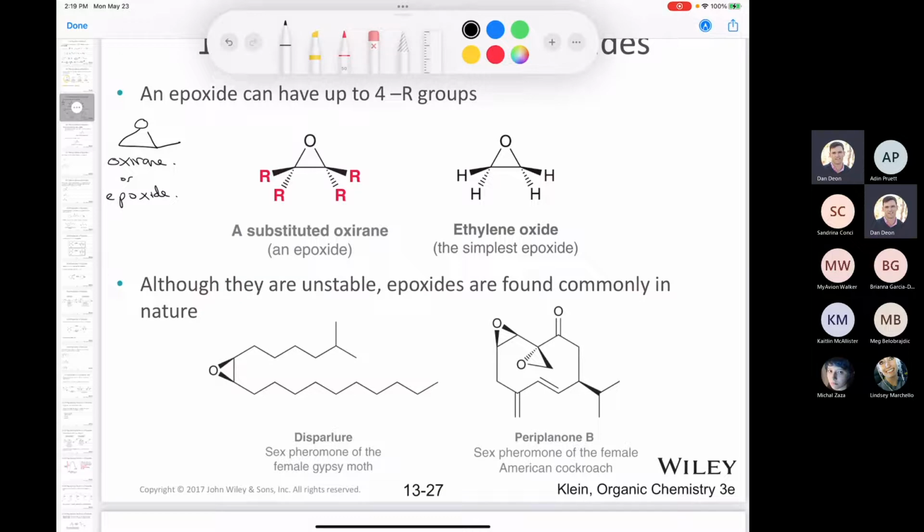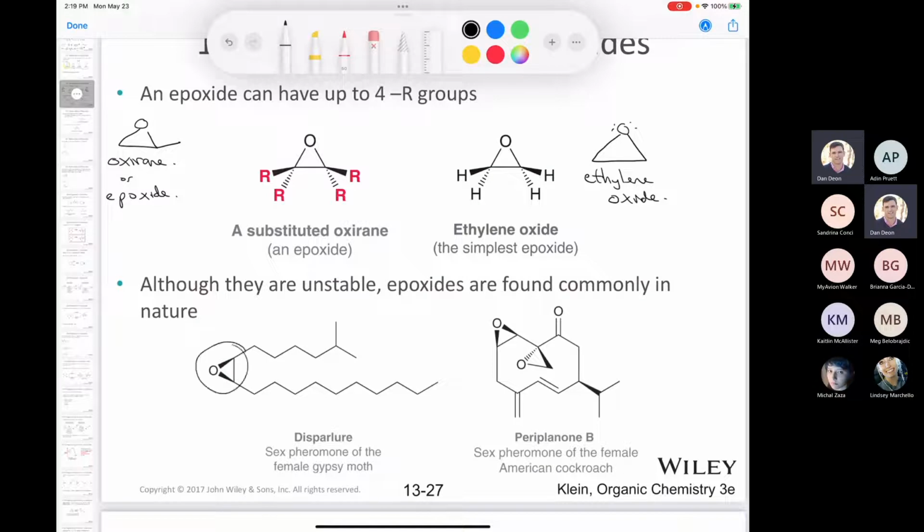And the simplest possible epoxide is ethylene oxide. So just this compound, besides calling this oxirane, we can also call it ethylene oxide. And you need to know ethylene oxide as well. You should know that name. Even though epoxides aren't all that stable, they are found in nature. You can see this pheromone of a moth. It has an epoxide in it. And also in this really crazy compound, periplanone B, it's got 2 epoxides in it. How would you like to try to synthesize that thing? It looks like a pretty tough molecule to me.